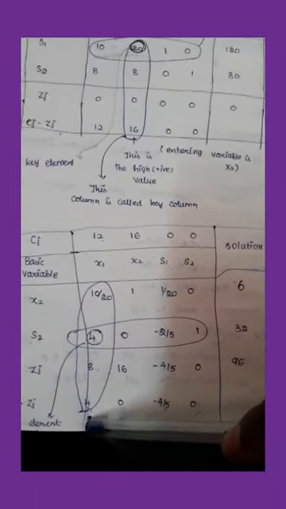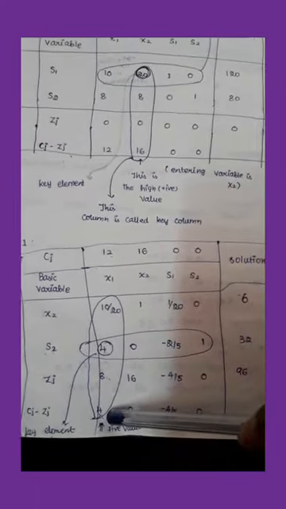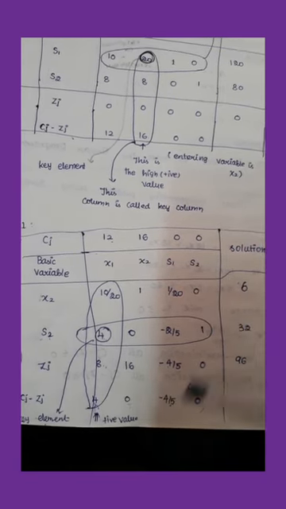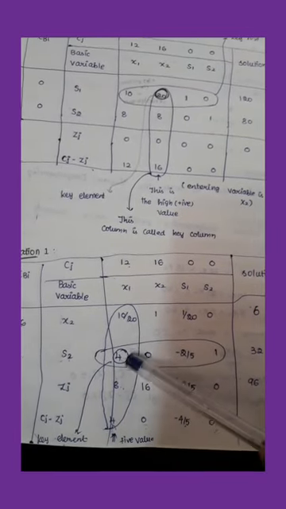So in this we need to see the highest positive value. The highest positive value is 4. So see the corresponding column variable. The corresponding column variable is x1. So this is your entering variable. What we should do is, this entering variable value should be divided along with the solution.